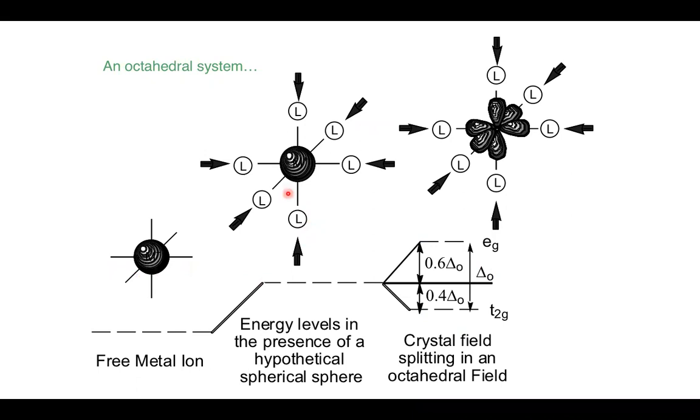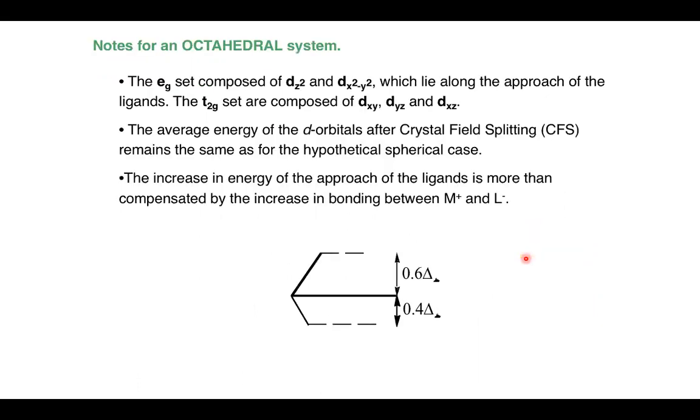If the orbitals of the d metal line up with the ligand approach vectors, then we can create this crystal field splitting in an octahedral field diagram. So as I said before, this is how you would draw out one of these octahedral field splitting diagrams. You would also have to label, however, the T2g set and the eg set.